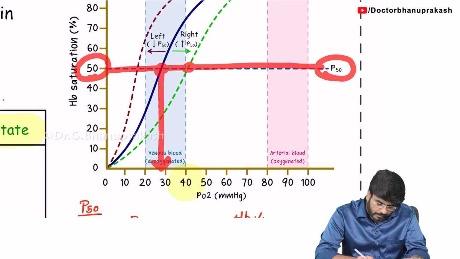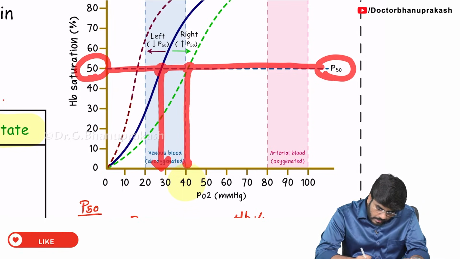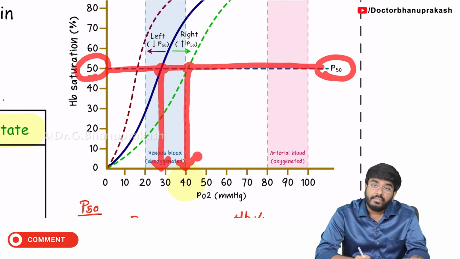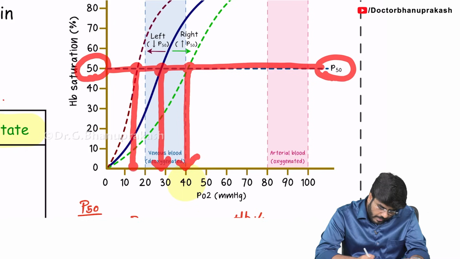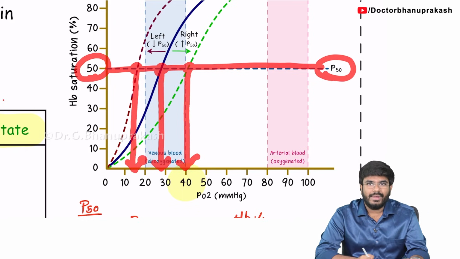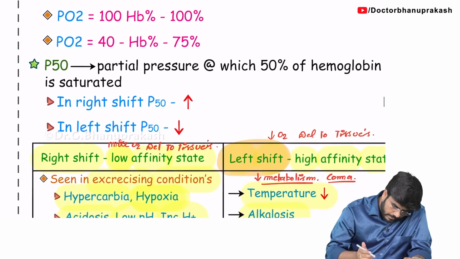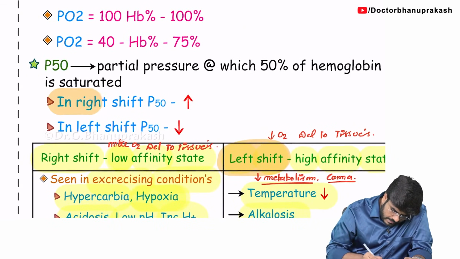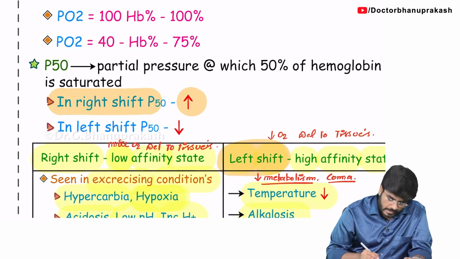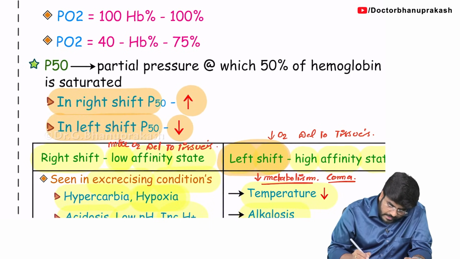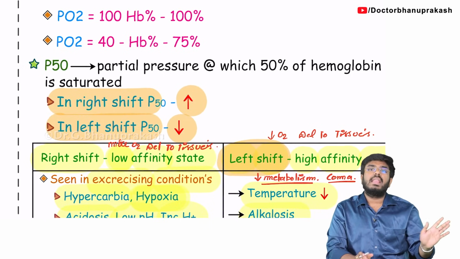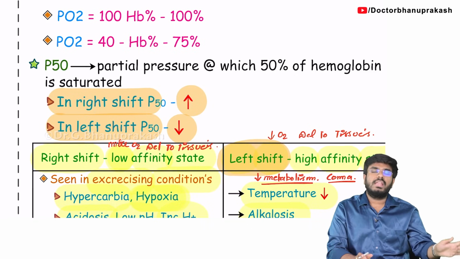In a right shifted curve, the P50 value is more. And in a left shifted curve, the P50 value is less. So always remember, in a right shifted curve the P50 value is more, and in left shifted curves the P50 value is less.